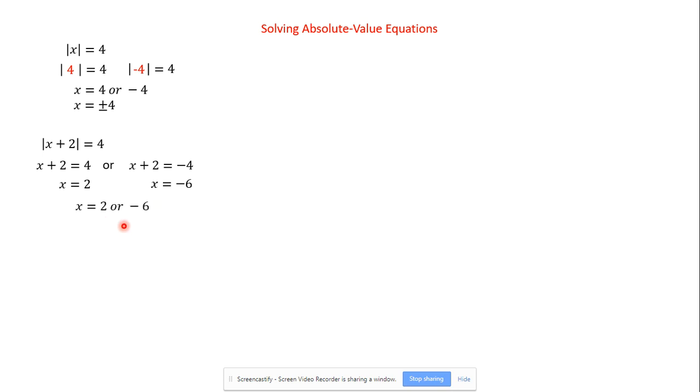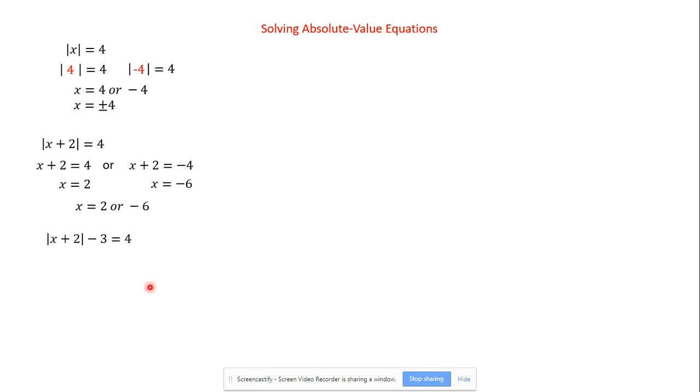One of the mistakes people make is they'll do it for the first one, get x equals 2, and they'll stick a plus or minus on it. No, don't be that guy. You need to split it up into 2 because it solves differently. The only time we'll get plus or minus the same number is when there's no addition or subtraction inside of the absolute value. As soon as there is, the numbers will be different.